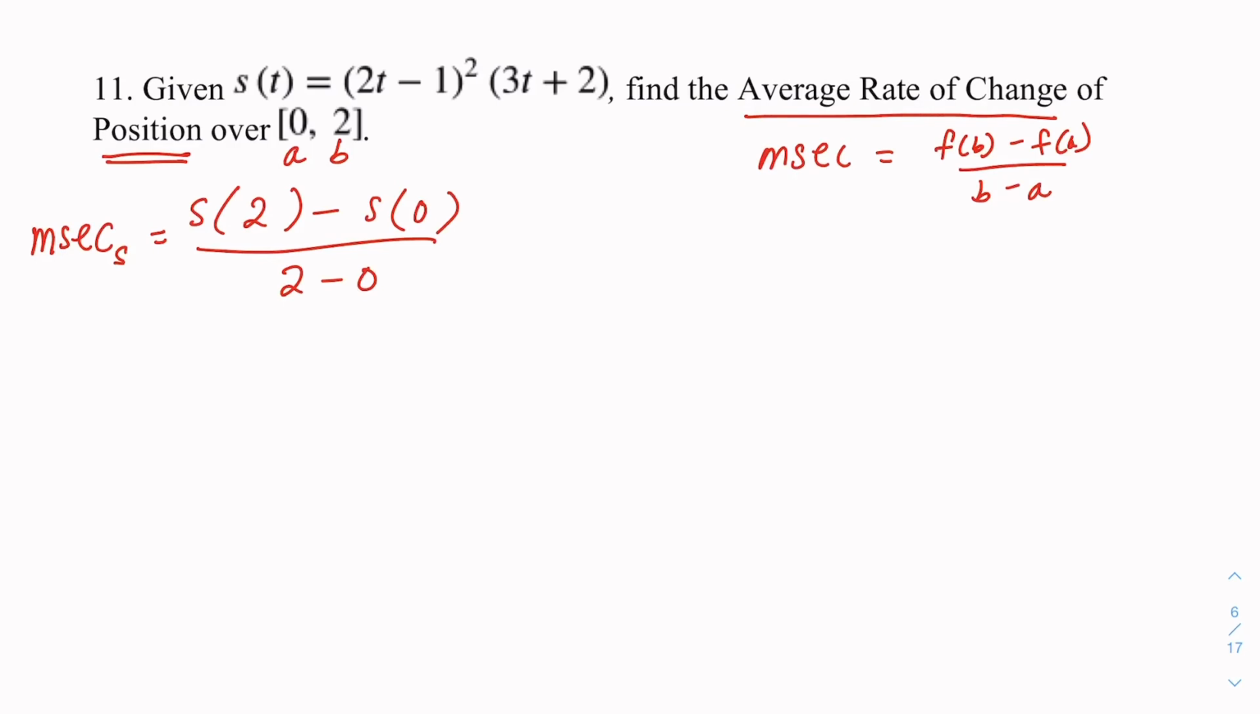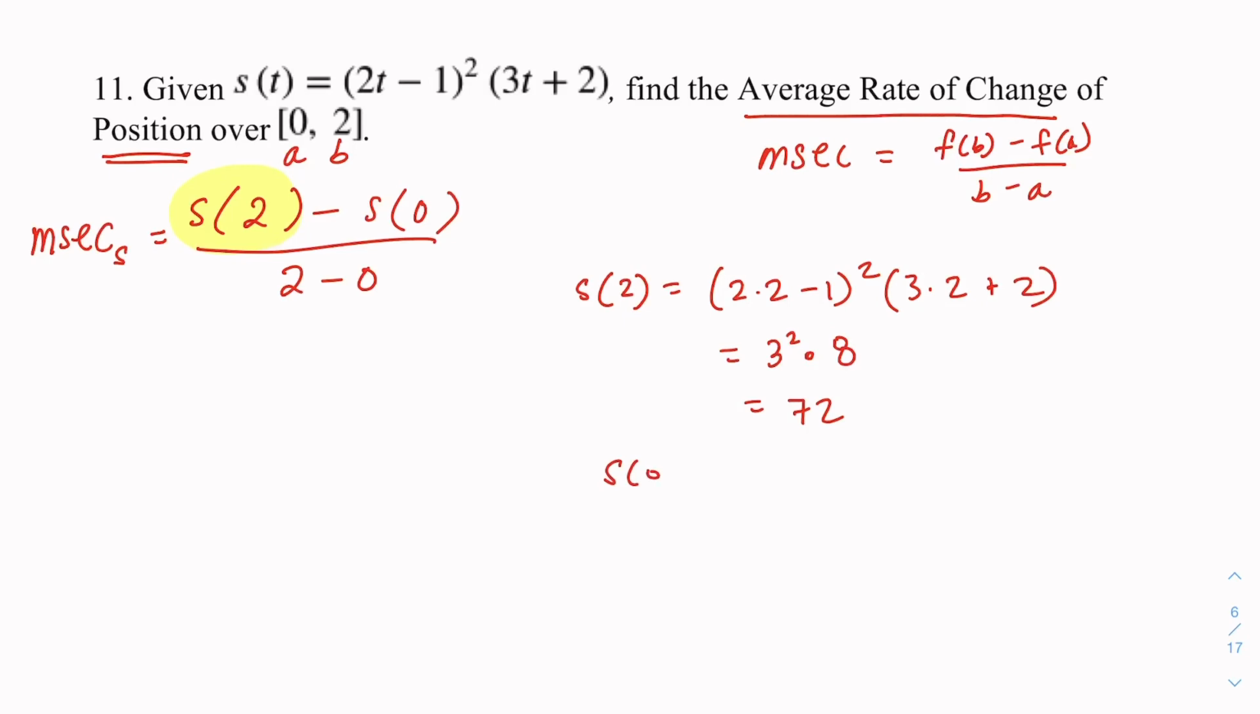So let's find s of 2 first. Well, here's the s function, so we simply need to plug it in. So that's going to be 2 times 2 minus 1 squared times 3 times 2 plus 2. 2 times 2 gives me 4, minus 1 is 3, times 3 times 2 is 6, plus 2 is 8. That's 9 times 8, which is 72.